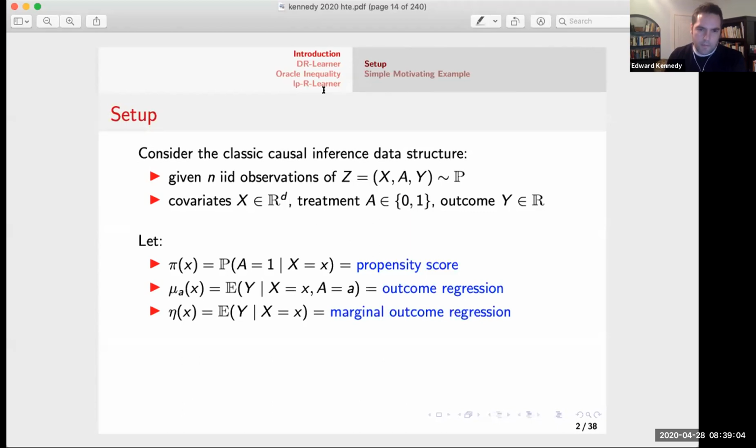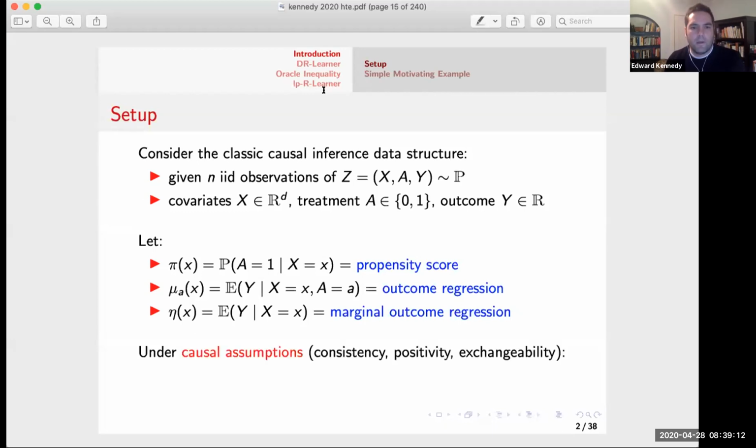And then a third object, which will come in the second half of the talk, is the marginal outcome regression. It's just the expected value of Y given X. All right, so what's the target here, the statistical target? Under the usual no unmeasured confounding kinds of assumptions, the CATE, the average treatment effect for people with X equals little x, can just be identified as a difference in regression functions under treatment versus control. So mu_1 minus mu_0. I'm going to call this thing tau.